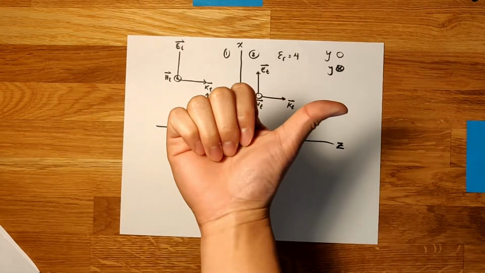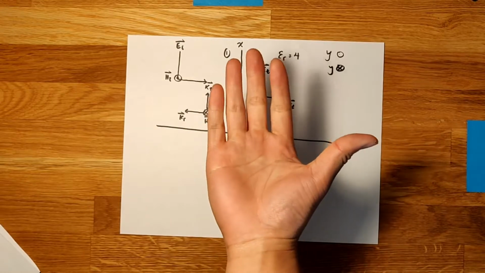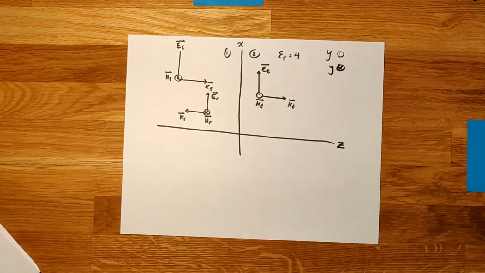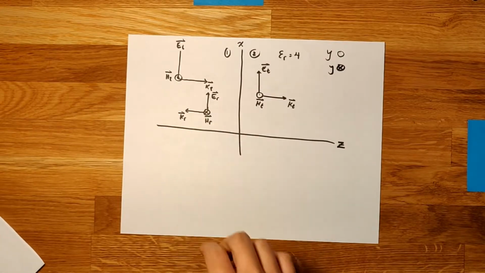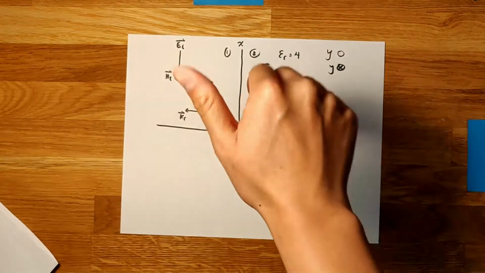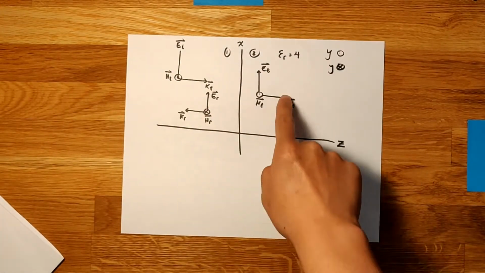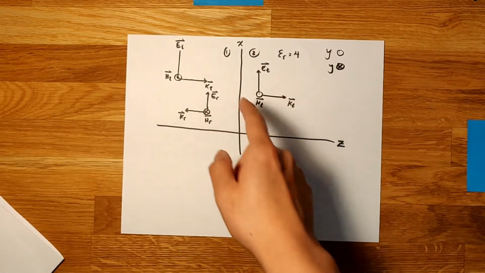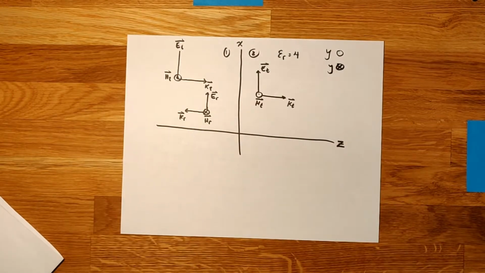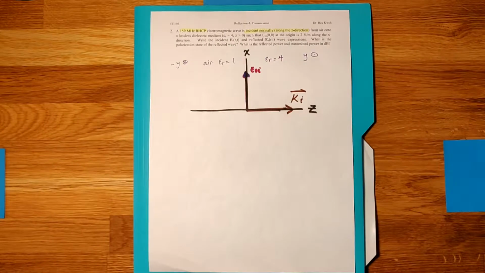If you point your thumb in K and E this way, then H is going out of the page. We can also do the same for the reflected. If K is going this way and E is going up, then H is going into the paper. And the same rules apply to transmitted, like incident. So I just wanted to give you another option on how you would draw it.